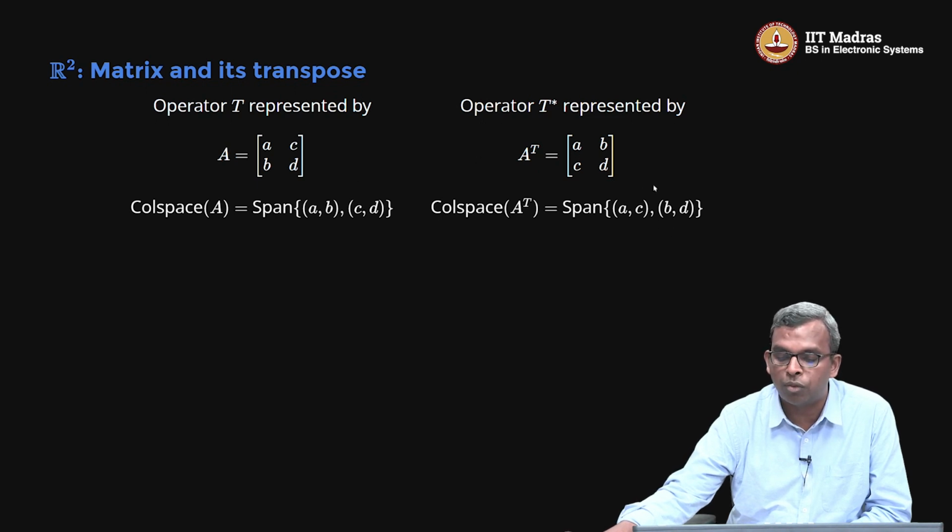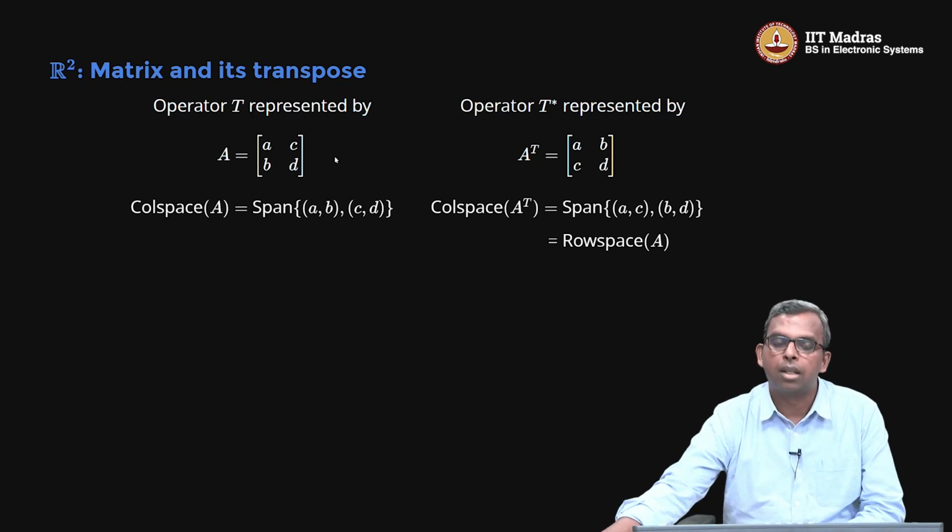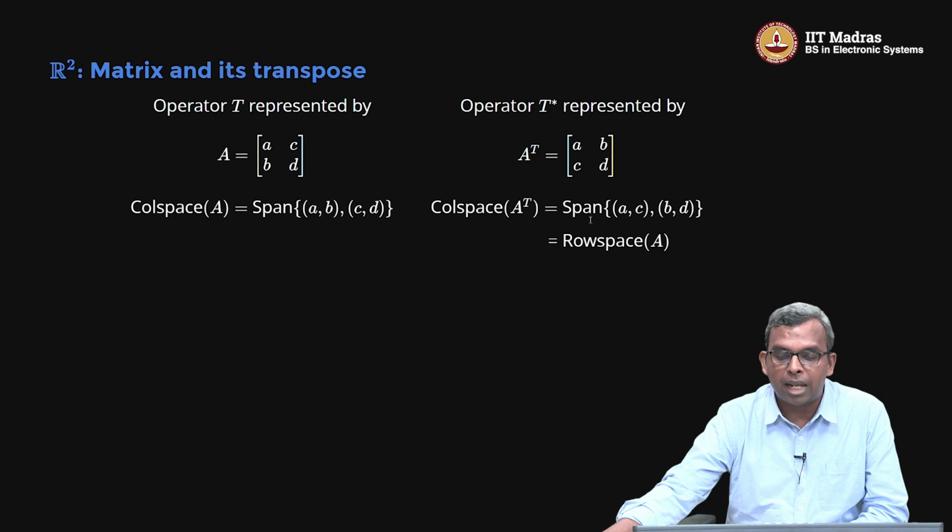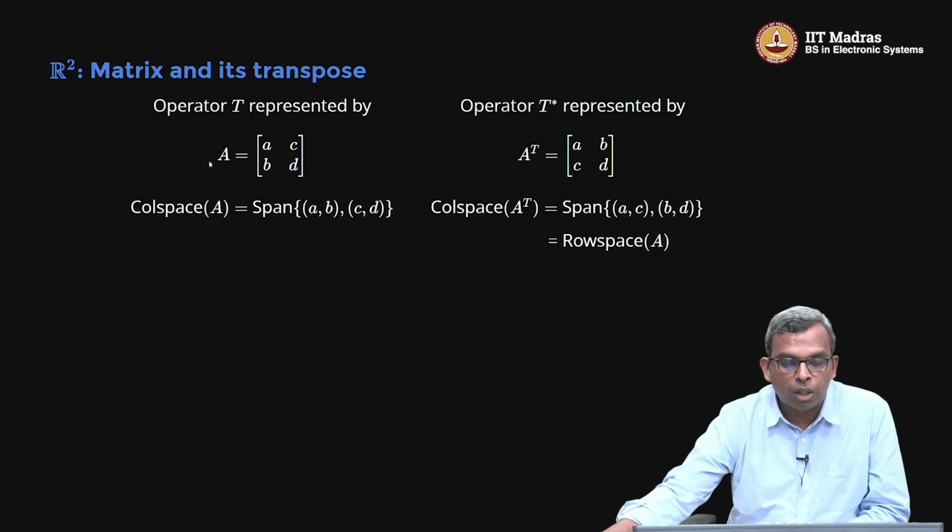From A transpose, if you want to connect this to the matrix A, what do the columns of A transpose become when you go to A? They become rows. So this column space of A transpose is nothing but the row space of A. The span of AC, BD is actually the row space of A. So a very simple connection between A and A transpose in terms of range or column spaces: the column space of A transpose is the row space of A, and vice versa.